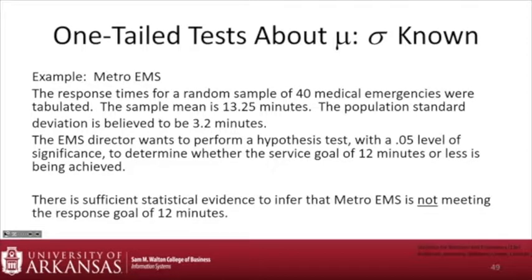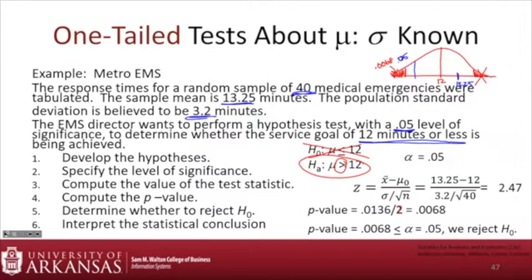But then if the p-value was like 0.06 or something, then it would have fallen on the other side, and then we would fail to reject. Yes.